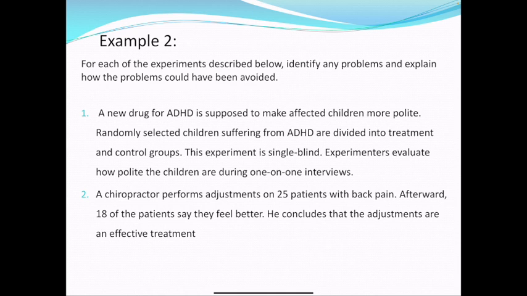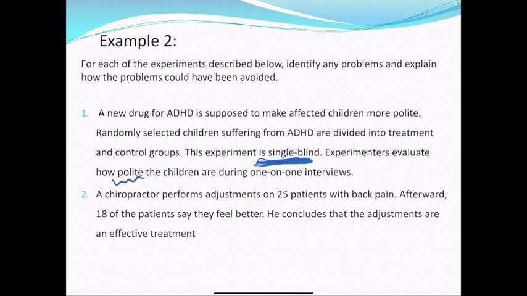So, for example, for each of the following experiments described below, identify any problems and explain how the problems could be avoided. A new drug for ADHD is supposed to make affected children more polite. Randomly selected children suffering from ADHD are divided into treatment groups and control groups. This experiment is single blind, meaning the experimenters know who's getting a real treatment and who's not. Experimenters evaluate how polite the children are during one-on-one interviews. So this has a lot of problems. First, it should definitely not be single blind. It should be double blind, right?